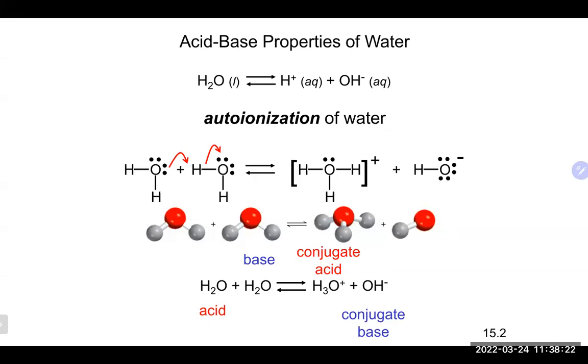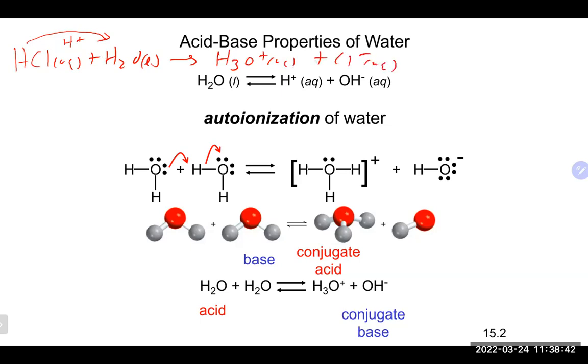You know, for example, if we put an acid with water here, what's going to happen again is we're going to get that transfer of the H plus from the acid over to water, and that will make H3O plus and Cl minus. And this is why H3O plus and H plus are kind of the same thing.